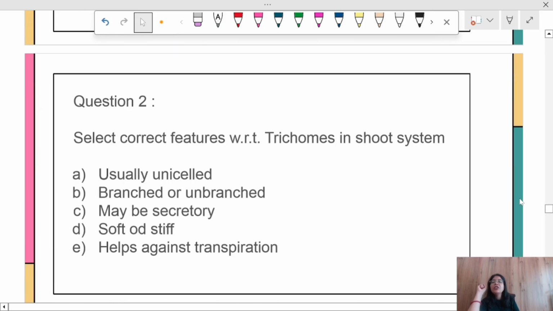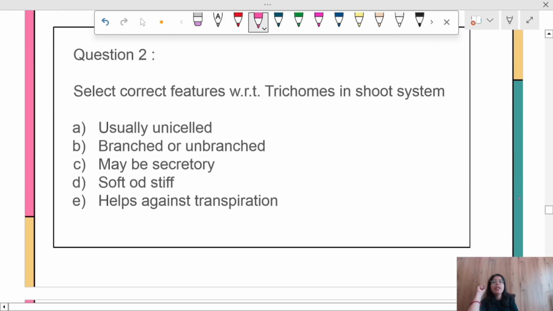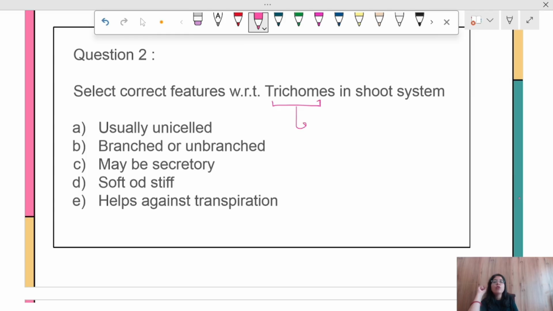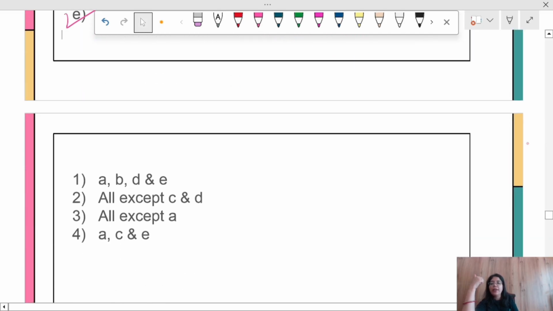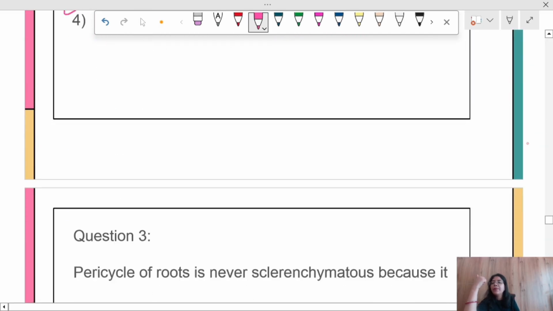Select the correct feature with respect to trichomes in the shoot system. If I talk about trichomes, I'm talking about the stem here. They are usually unicellular? No. They can be branched or unbranched? Yes. They may be secretory? Yes. Soft or stiff? Yes. They help against transpiration? Yes. So what is the answer here? All except A.